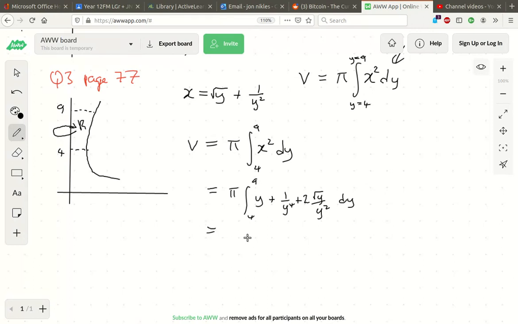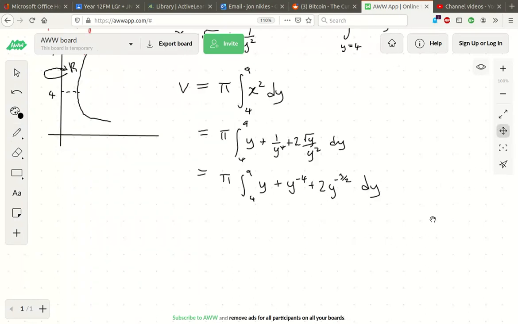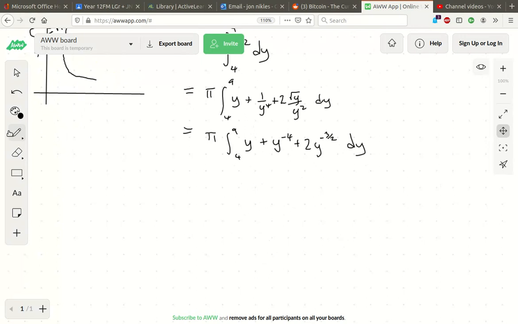Let's simplify that a little bit. We're going to get, between 9 and 4, the y is no problem. Well, 1 over y to the 4 is no problem because it's just y to the minus 4. This is going to become 2y to the minus 3 over 2 with respect to y. Don't ignore the dy's and the dx's. You'll lose marks for it. I would definitely take a mark off.